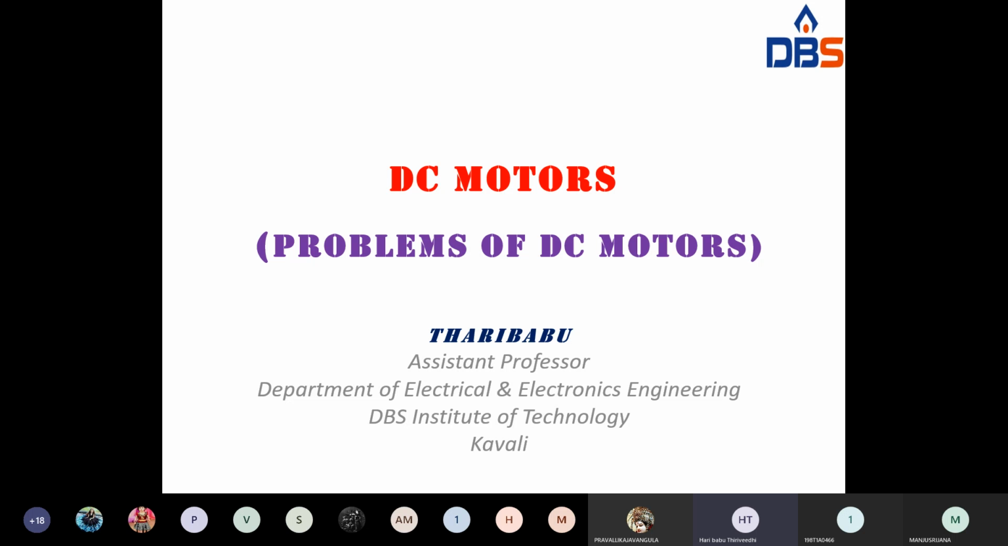And for a shunt motor, flux is constant. To describe the DC motor characteristics, two equations are necessary: T proportional to phi Ia, and N proportional to Eb by phi. Based on these two equations, we have to clearly explain shunt motor characteristics, series motor characteristics, and compound motor characteristics, right?